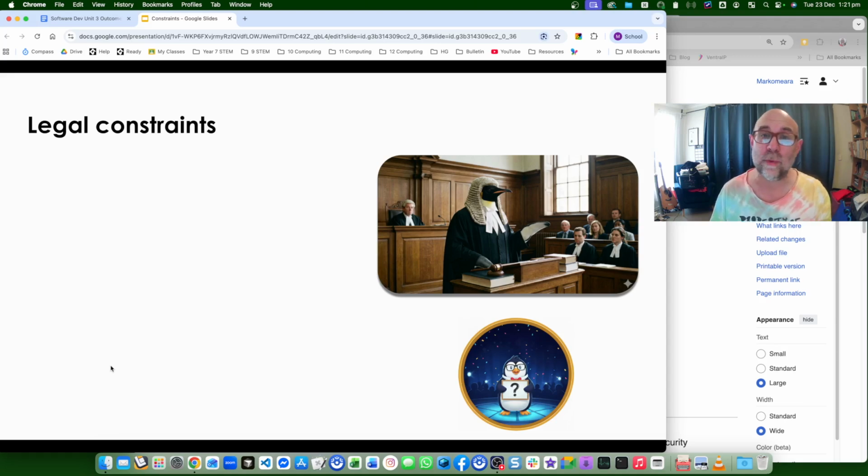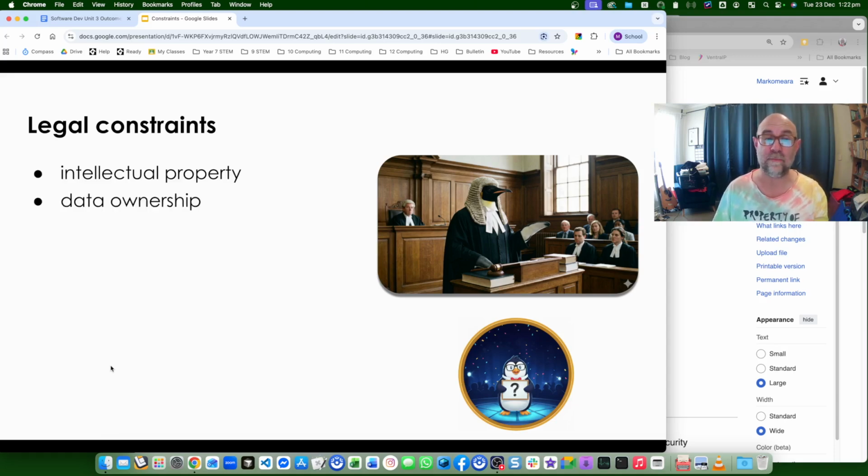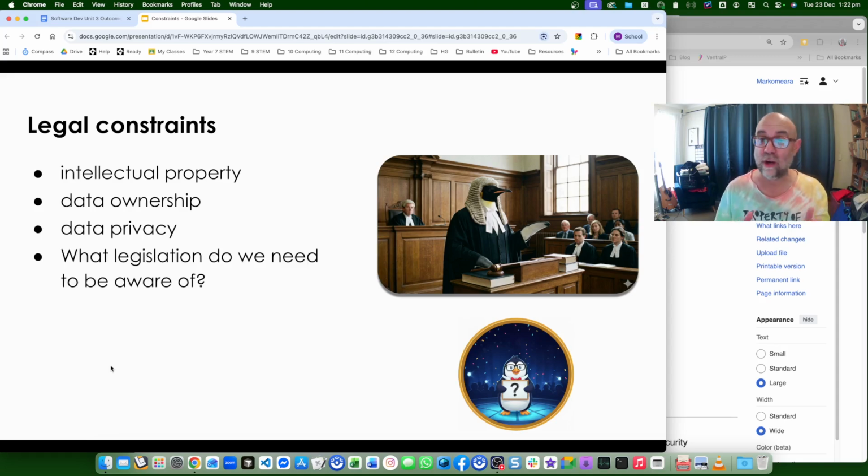So, our last one is legal constraints. We have the constraints of the rules of intellectual property, of data ownership that we need to be aware of, and of data privacy. And I would put to you, what is the legislation in the study design or in Victoria that we would need to be aware of here? So, the big three, which I hope have come to mind, are the Copyright Act of 1968, the Privacy Act of 1988, and in Victoria, the Privacy and Data Protection Act of 2014. So those would probably be the big ones, but there are other ones in the study design.